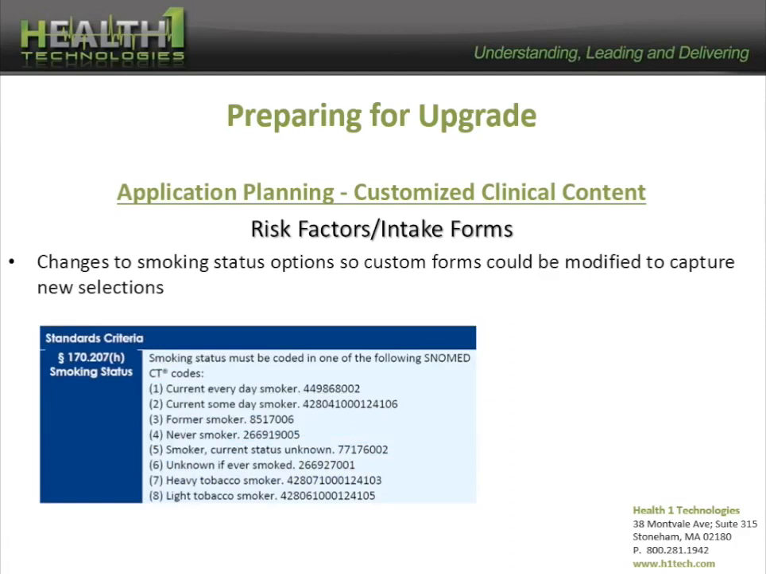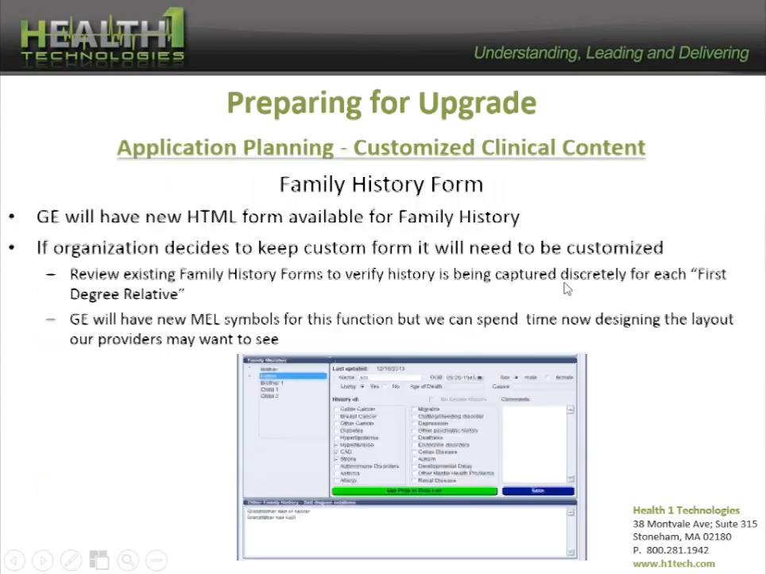Your risk factors or intake forms, anything that is capturing smoking status. They added a couple of different things for this year in stage 2. I think it's heavy tobacco smoker and light tobacco smoker. Those are two things that we can go in and modify in our forms to make sure that they're actually there as options for people to choose from. Anywhere that you have that existing option that was available in stage 1, you can just add the new items for stage 2. That'll be one less thing we have to do when we upgrade.